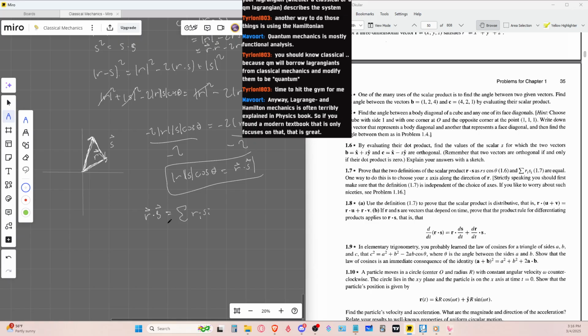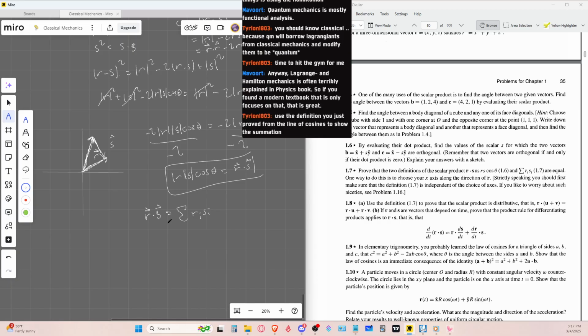Anyways, Lagrangian and Hamiltonian mechanics are often terribly explained in physics books. So if you found a modern textbook that is only focused on that, that's great. And I think you learn the most when it's not targeted towards undergrads, or people who are not supposed to be literate in the material. Use the definition just to prove the law of cosines to show the summation.